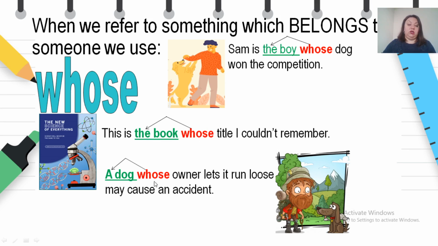A dog whose owner lets it run loose may cause an accident. Куче чишто собственик го пушта да трча слободно може да предизвика несреќа. So, the owner belongs to the dog. The relative pronoun whose is used when we want to refer to something which belongs to someone.